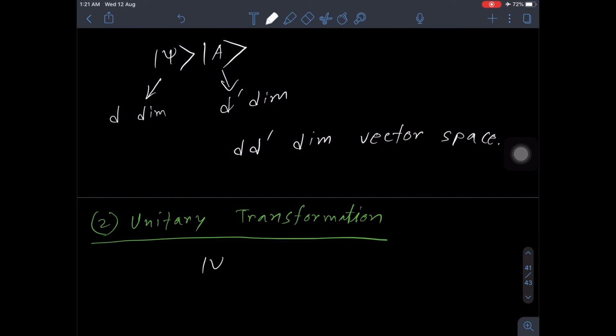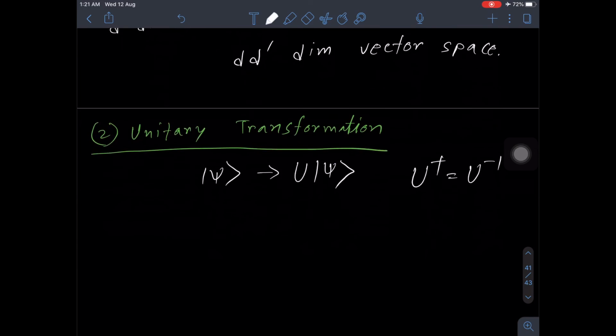So if you're given some psi, you can perform some unitary transformation and go to U psi, where U dagger is equal to U inverse, because this is a unitary transformation.